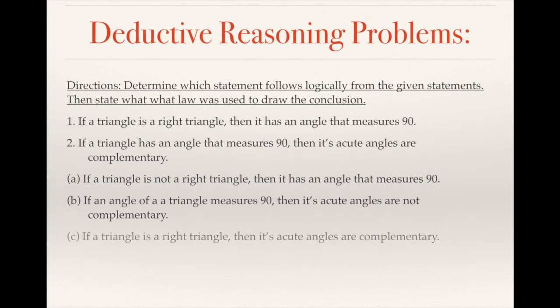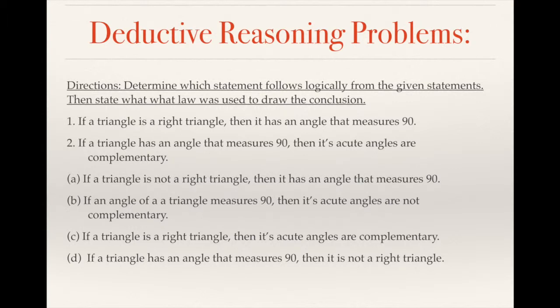A, if the triangle is not a right triangle, then it has an angle that measures 90 degrees. B, if an angle of a triangle measures 90 degrees, then its acute angles are not complementary. C, if a triangle is a right triangle, then its acute angles are complementary. And D, if a triangle has an angle that measures 90 degrees, then it is not a right triangle. The correct answer is C, and you can use the law of syllogism to draw this conclusion.